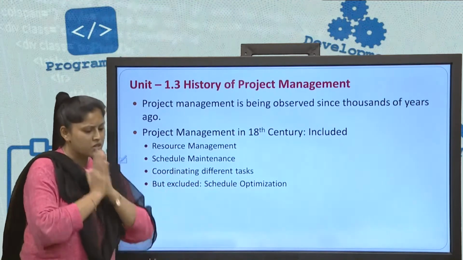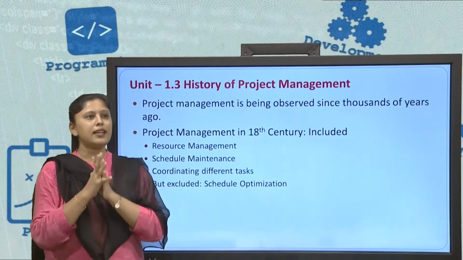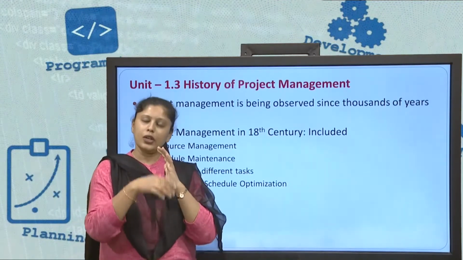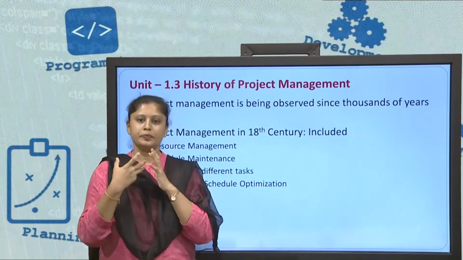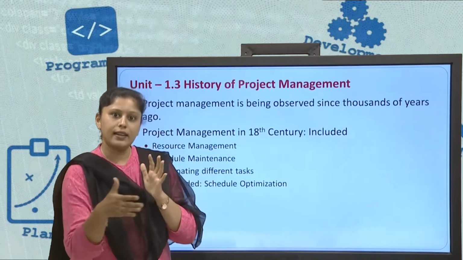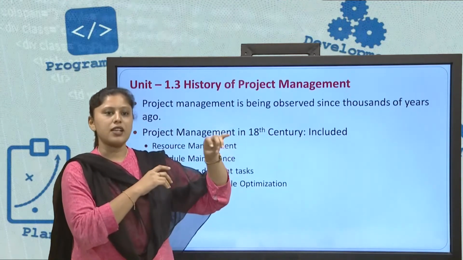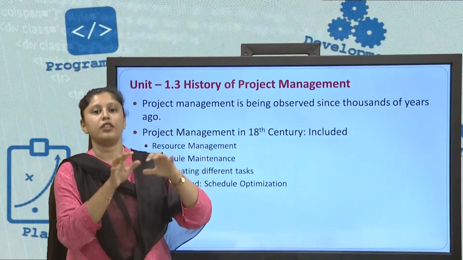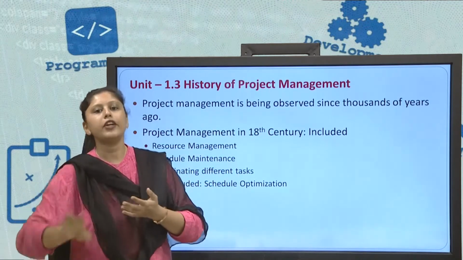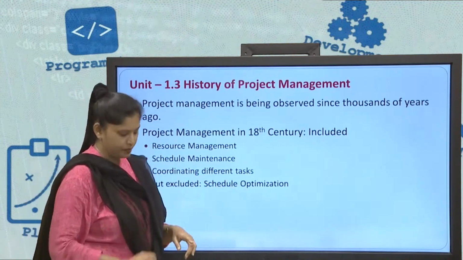So people used to not have schedule optimization, because at that time they did not have scheduling techniques wherein they would divide their time optimally, with maybe task 1 allocated 1 hour, task 2 allocated 2 hours, and task 3 allocated 3 hours. They did not have it optimally. So schedule optimization was excluded.